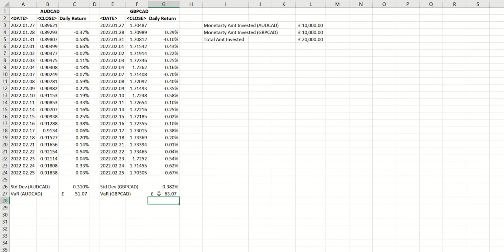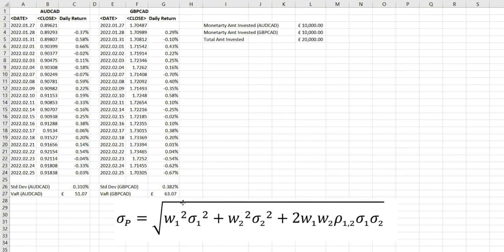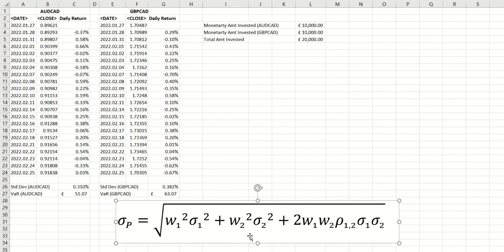And then for the other 19 out of 20 days, it will be a smaller loss or indeed a positive return. Okay, so we have our two assets now that we're going to use to calculate the portfolio standard deviation. And I'm going to place the formula that we looked at in the previous episode here so that we can use this as the basis for our Excel calculation.